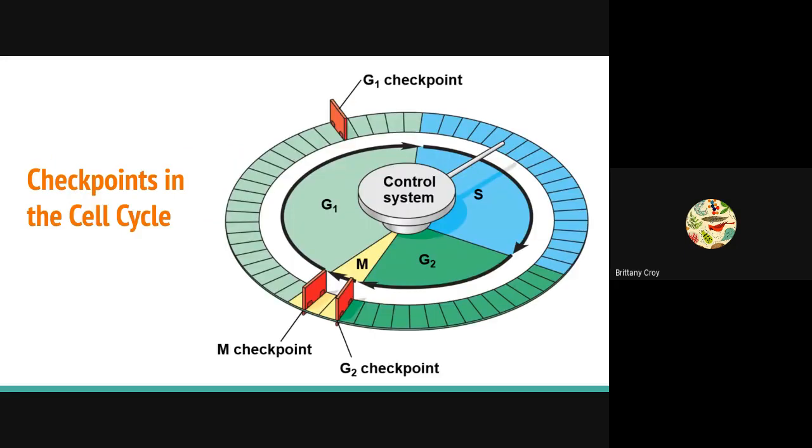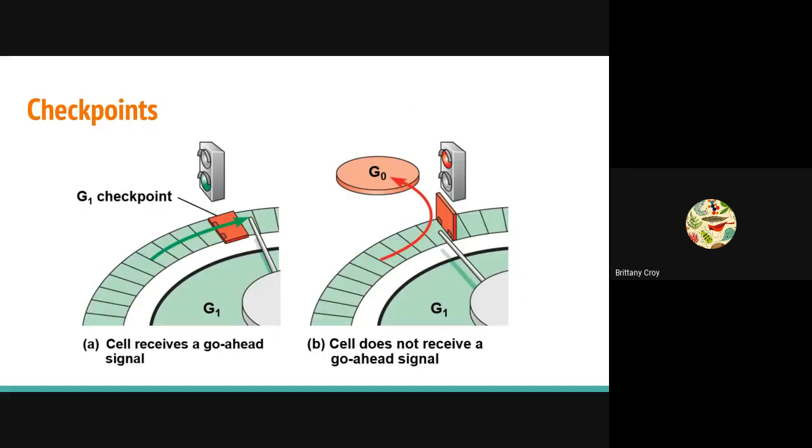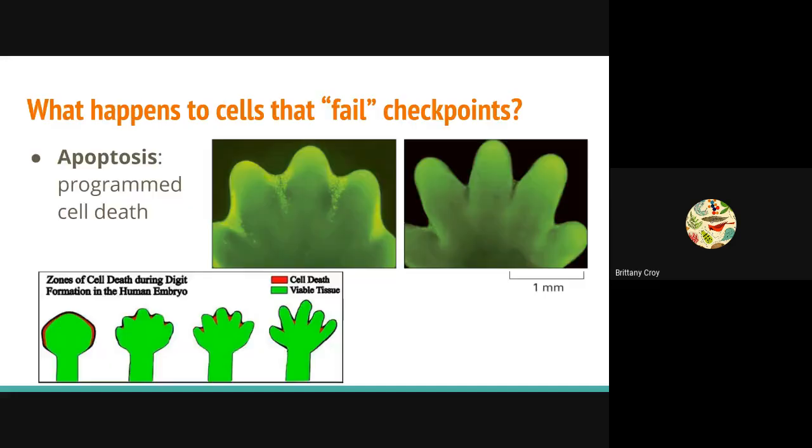Checkpoints also help regulate the cell cycle. The main ones are a G1 checkpoint, G2 checkpoint, and M checkpoint. A cell can either pass or fail a checkpoint. If the cell passes it, then the cell cycle continues, or if the cell fails it, then it is destroyed. It basically commits cell suicide or cell death. The technical term for this is apoptosis. And this is a good thing because we don't want bad cells to enter the cell cycle.